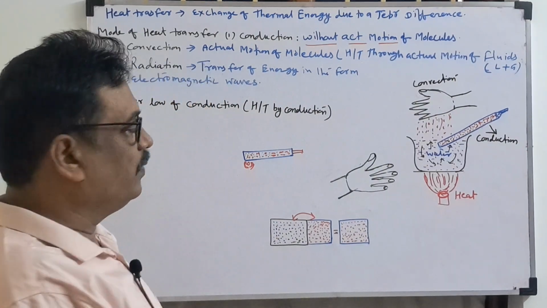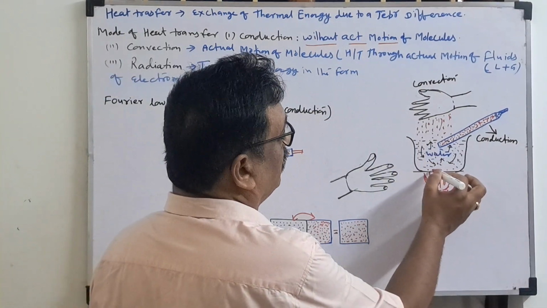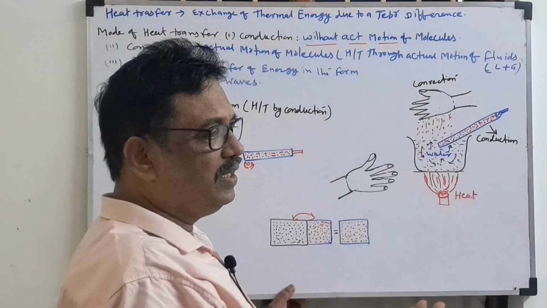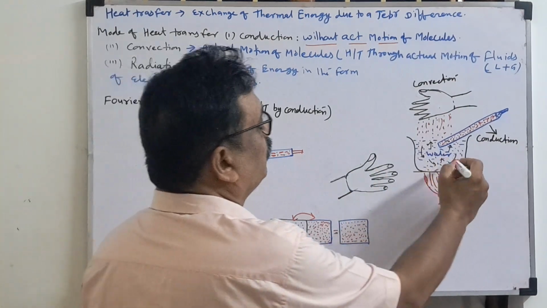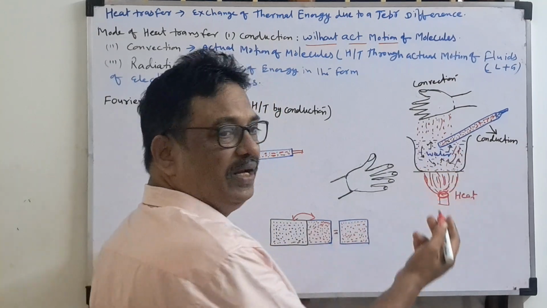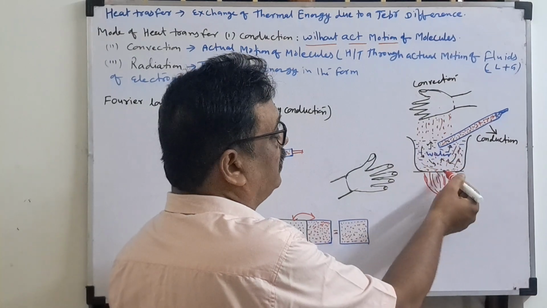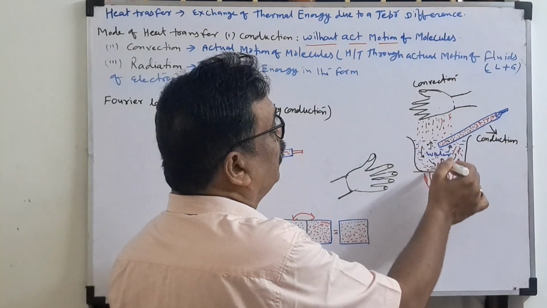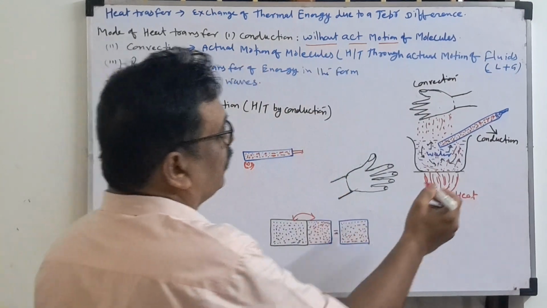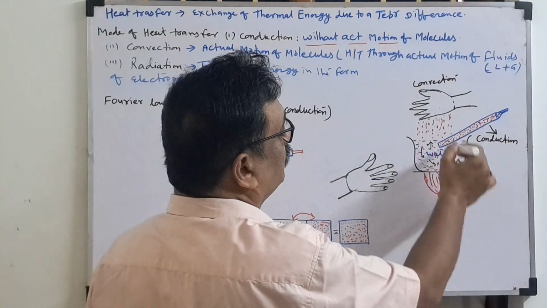Now what is convection? Convection involves actual motion of the molecules. Suppose you are heating the bottom part. The water molecules get heated, their density becomes less, and that water wants to go up. Then near the base a vacuum is created, so cold water rushes to the base. Again that water gets heated and goes up. So the molecular motion starts. Molecules go up, cold molecules come down. This process is known as convection.